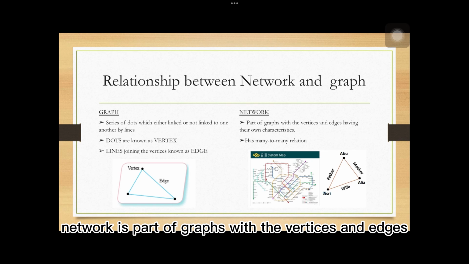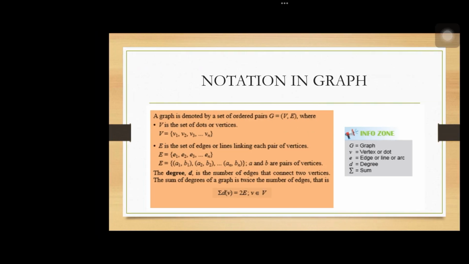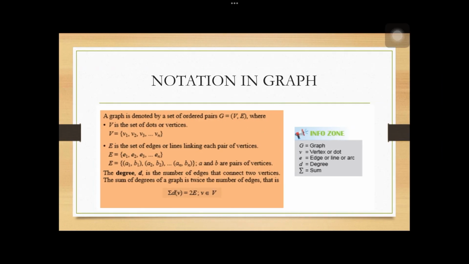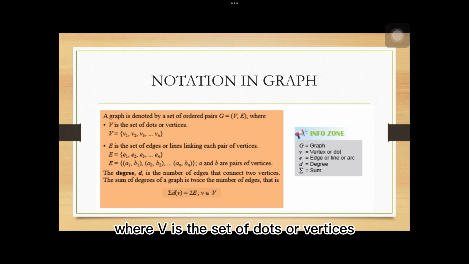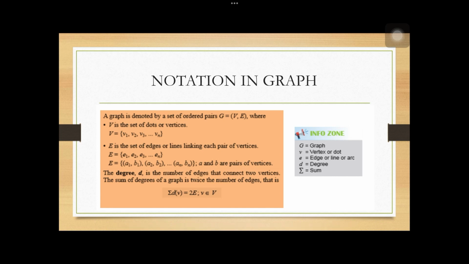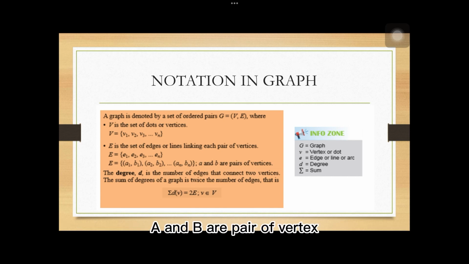A network is part of graphs with the vertices and edges having their own characteristics and has a many-to-many relation. Notation in graph. A graph is denoted by a set of ordered pairs, G = {V, E}, where V is the set of dots or vertices, E is the set of edges or lines linking each pair of vertices. A and B are a pair of vertices.